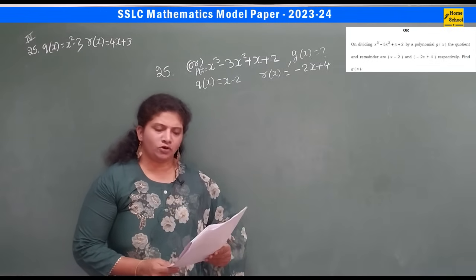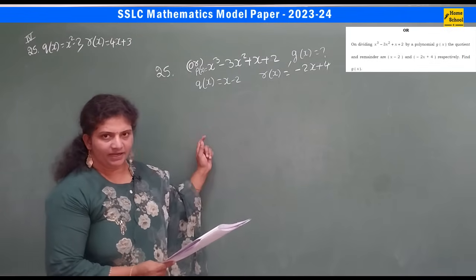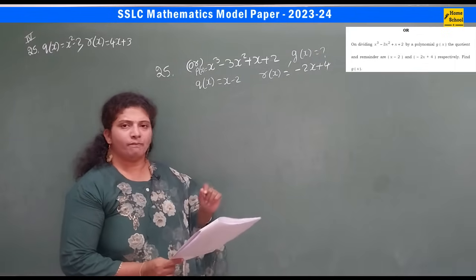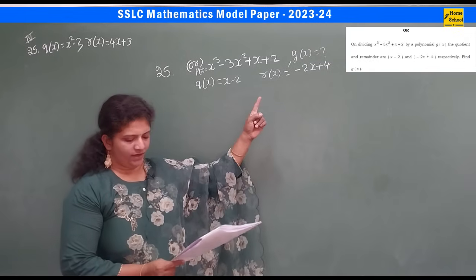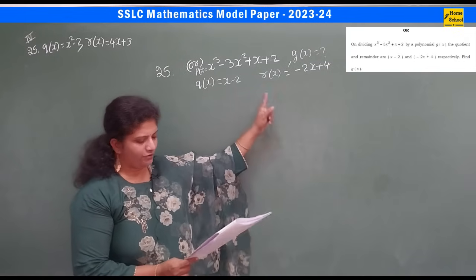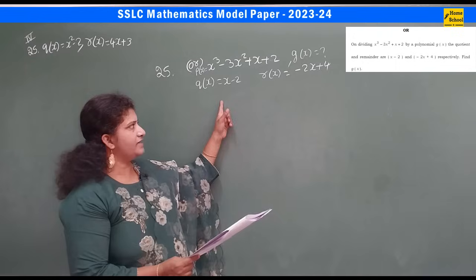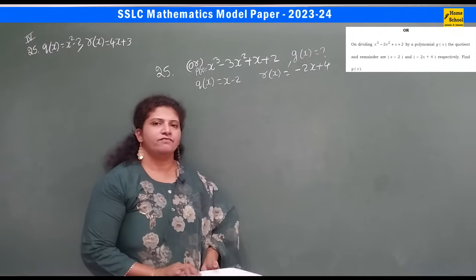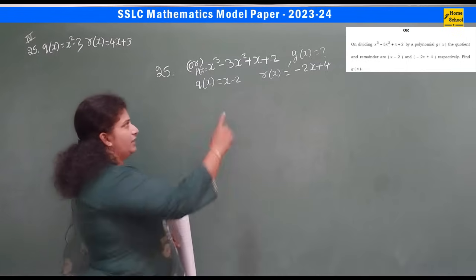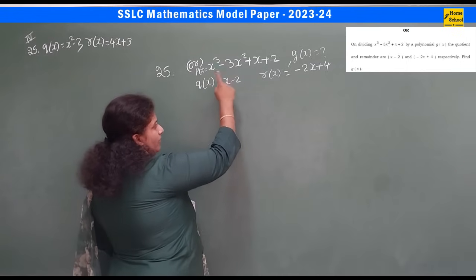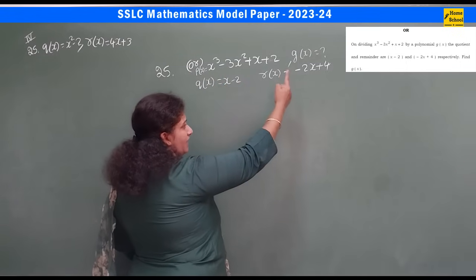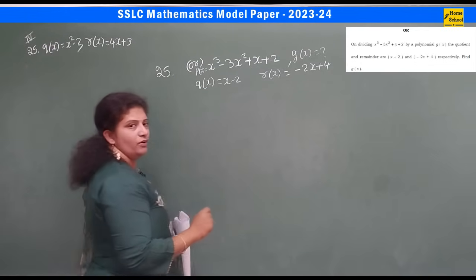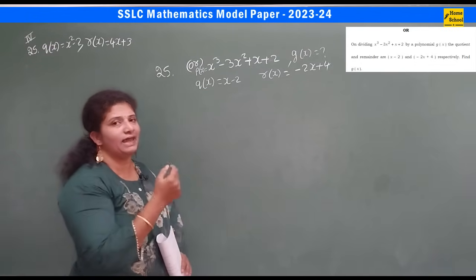In this you have one more OR question. On dividing x cube minus 3x square plus x plus 2 by a polynomial g of x, the quotient and remainder are x minus 2 and minus 2x plus 4 respectively. Find g of x. Given this is a polynomial p of x. If it is divided by g of x, we are going to get a quotient and remainder. We don't know what is g of x. We need to calculate that.